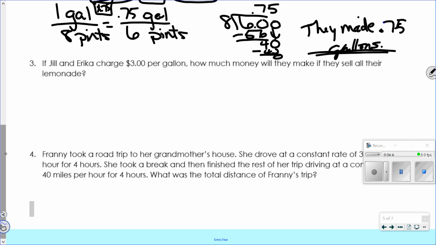Does everybody understand how we got there? Any questions? Okay, so we're going to use this and move it into our next problem.